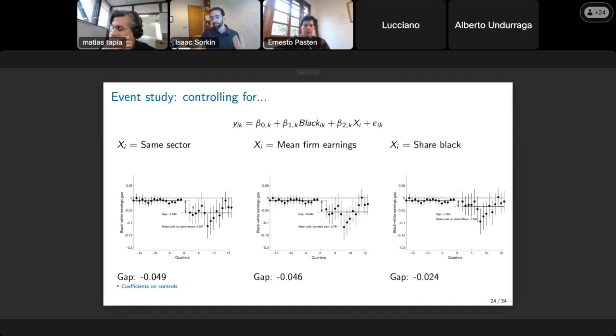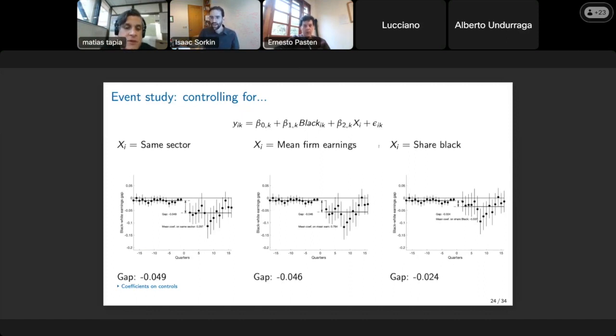Finally, the one that really has bite is controlling for the share Black at the firm, which shrinks the gap to about 2.4 log points from 5.3 log points. So this says that you can explain about 55% of the earnings gap because Black workers are more likely to go to firms that have a higher share of Black workers.